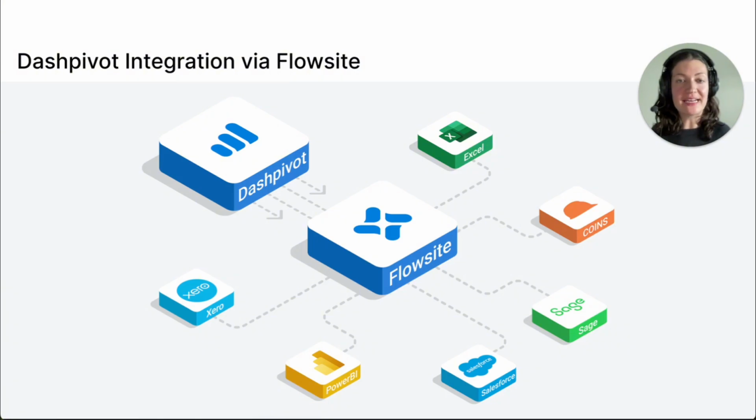Dashpivot can be used for many other use cases, and data can be synced to external tools such as SharePoint, Excel, and Power BI, using our integration product Flowsite. With this, you can seamlessly transfer your environmental condition monitoring data from Dashpivot to your preferred data storage or analytics tools.